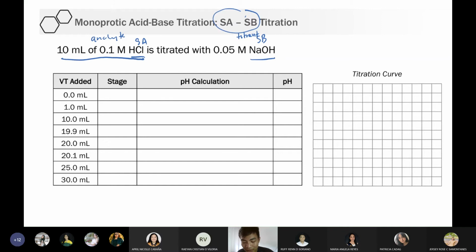Then, after nun, second step, alamin mo si VTEP, the volume of titrant at equivalence point. So, how do you find VTEP? We assume that the mole of titrant is equal to mole of analyte at equivalence point. Kaya nga equivalence point. So, express the moles into molarity times volume. So, MT VTEP equals MA VA. Solve for VTEP. So that's MAVA divided by MT. Plug in the numbers.